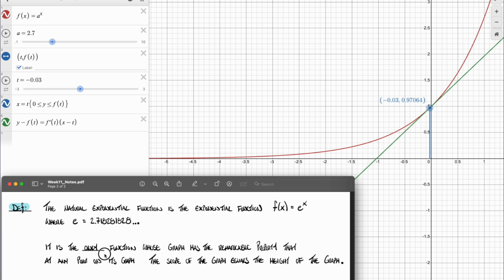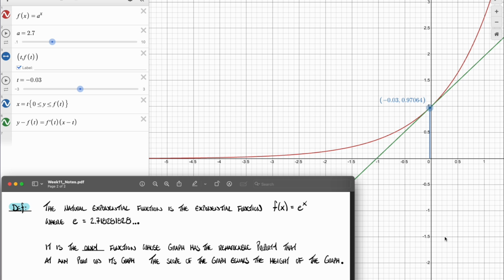Okay? And it is the only function whose graph has this property that at any point on the graph, the height of the graph is the same as the slope of the graph. Okay, so that's what we were just looking at before. And we don't need to say anything more about that right now, but when you reach a calculus course, you'll see, for reasons that I can't get into now, that the natural exponential function is the best exponential function to work with from a calculus point of view.